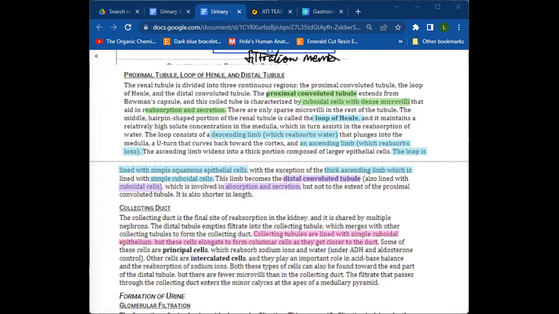Right, we need to know that the collecting duct actually has two different types of cells. There's going to be principal cells and then intercalated cells. The principal cells help reabsorb sodium and water under the influence of ADH and aldosterone. And the intercalated cells, those will be important in the acid-base balance and also helping to reabsorb sodium.